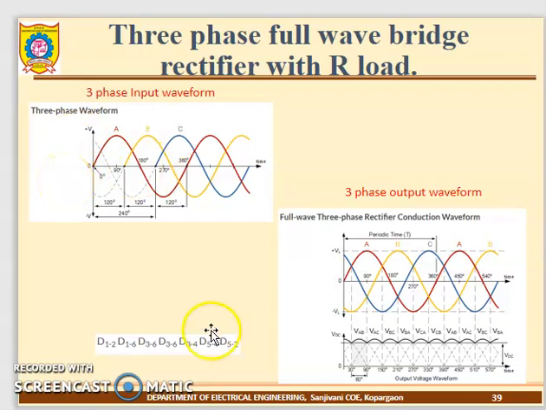Okay, so what about the output waveform? The output waveform of the voltage as well as the current are both the same. You can draw it here. So easily we are going to draw the waveform: once more you draw the input waveform, and then this is the method to draw the output waveform. See here, it's the output waveform.